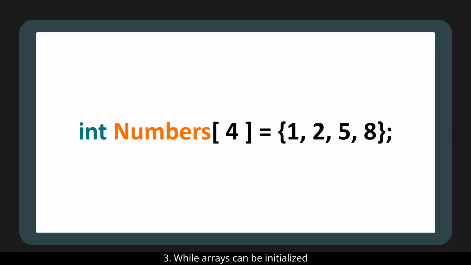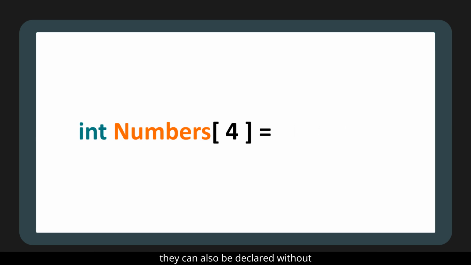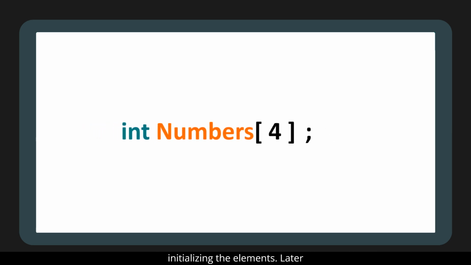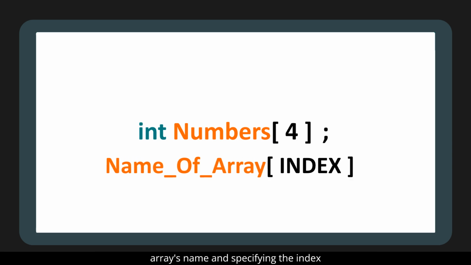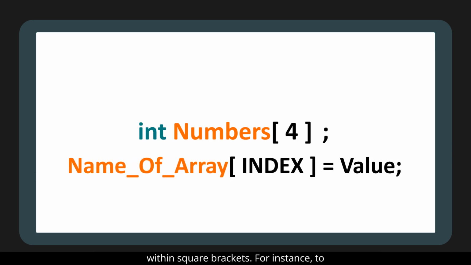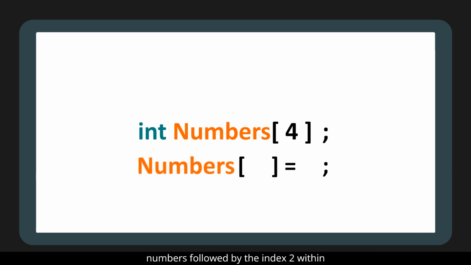While arrays can be initialized with both size and values simultaneously, they can also be declared without initializing the elements. Later in the sketch, values can be assigned to specific indices by referencing the array's name and specifying the index within square brackets. For instance, to assign the value of 4 to index 2 of the array named numbers, you write numbers followed by the index 2 within the square brackets, then the assignment operator, the equals sign, and the value 4, finally terminating the statement with a semicolon.